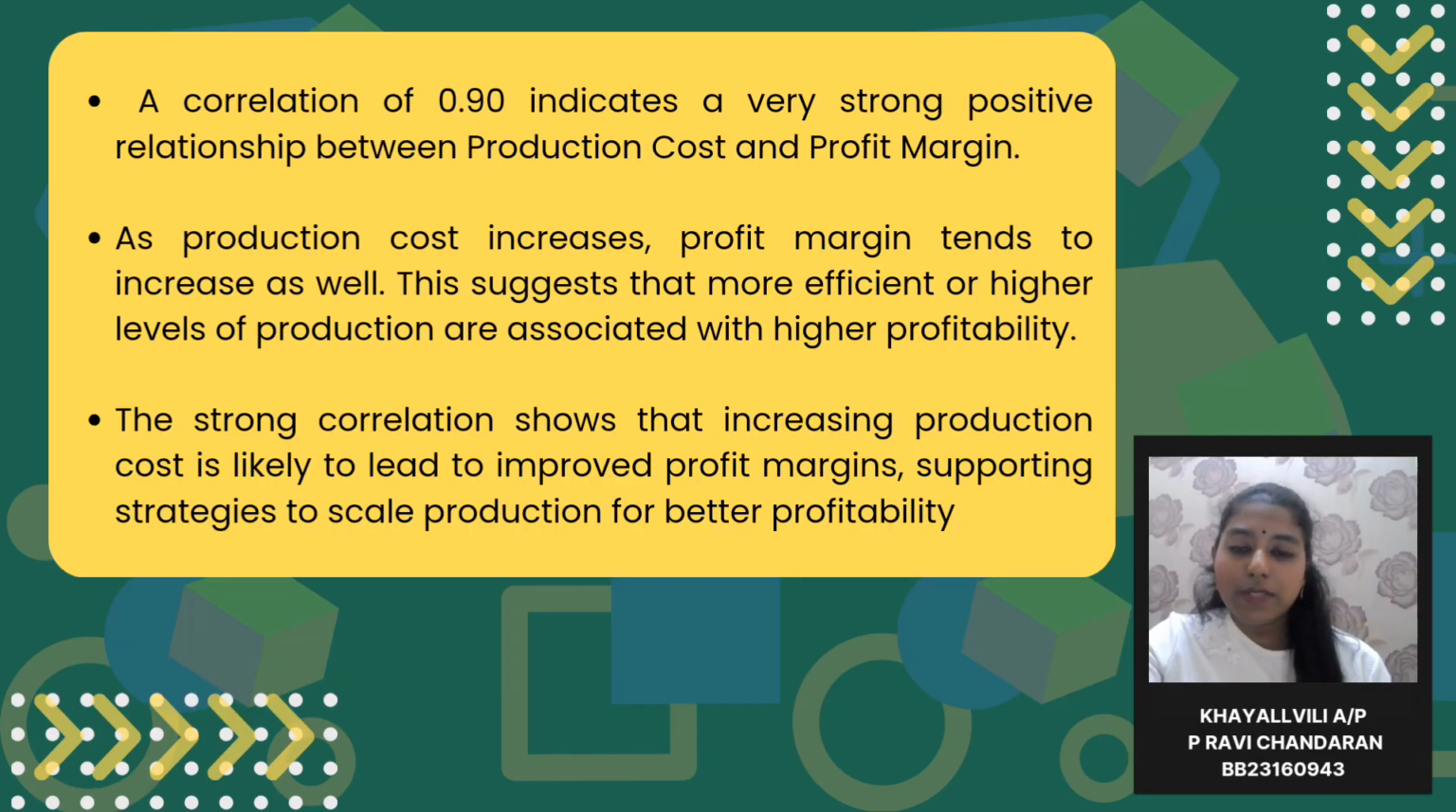A correlation of 0.90 indicates a very strong positive relationship between production cost and profit margin. As production cost increases, profit margin tends to increase as well. This suggests that more efficient or higher levels of production are associated with higher profitability. This strong correlation shows that increasing production cost is likely to lead to improved profit margins, supporting strategies to scale production for better profitability.